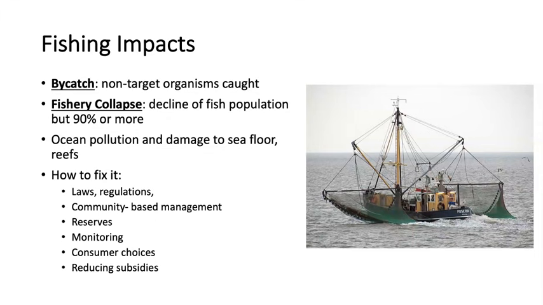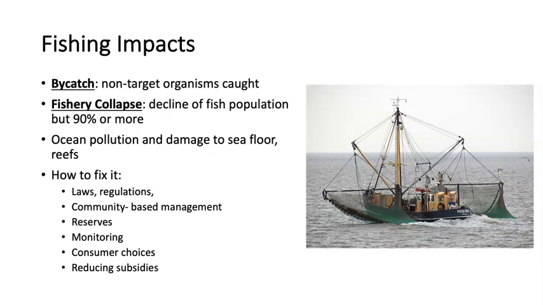So ways that we can fix some of our issues, particularly with fishery collapse and overfishing, is laws and regulations that can help limit the catch that we have, or that can limit the particular time of year that we're allowed to go fishing. Community-based management, which works with largely fishing-based communities to try to have them do a little more of the management themselves. Creating marine reserves, monitoring of fish populations so that if we need to put regulations in place, we can earlier rather than after fishery collapses have occurred.